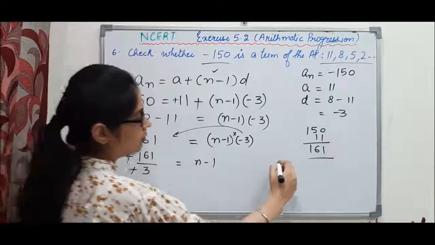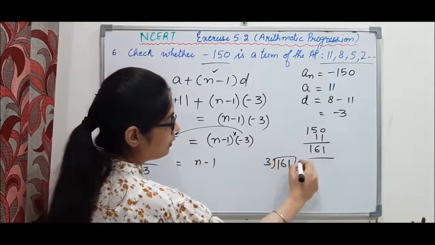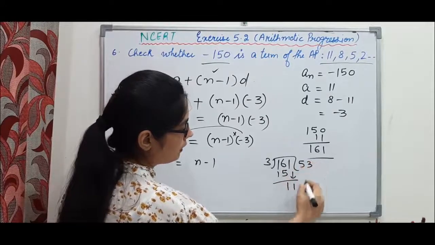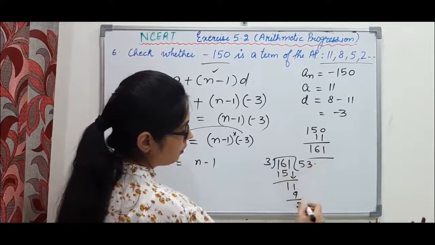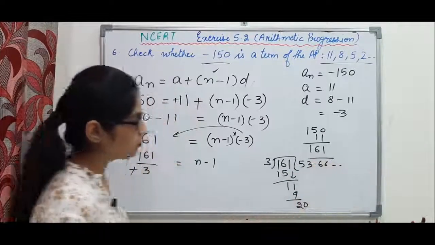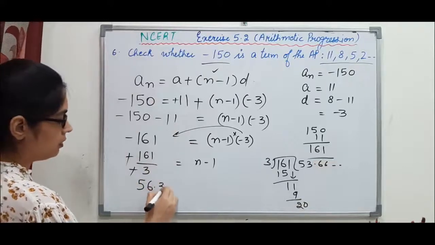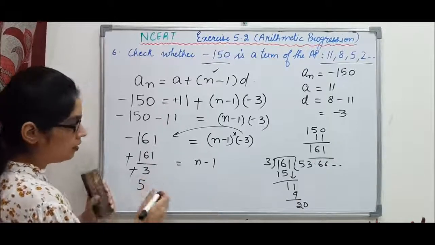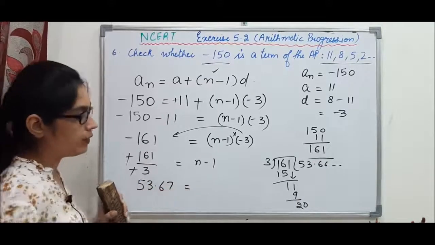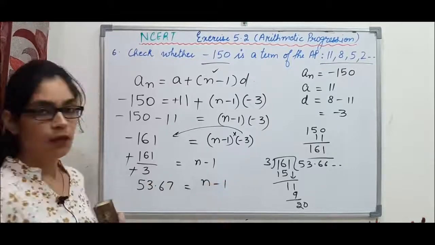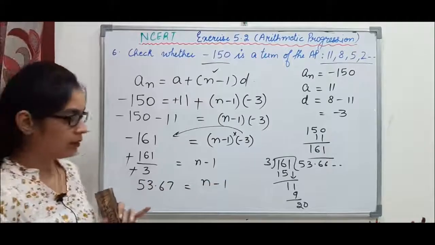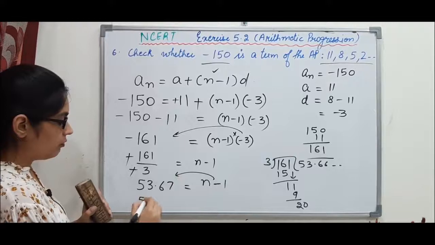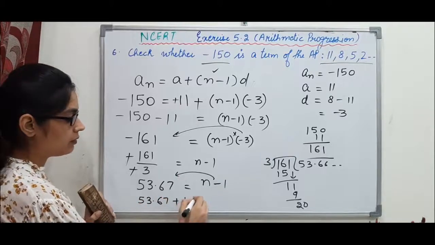So let's see, 161 divided by 3. 3 into 5 is 15, 16 minus 15 is 1, 11, 3 into 3 is 9, 2, 20, so 666, so 53.66 something. So 53.66, I can just write 53.67, rounding off, is equal to n minus 1. From here itself it's clear I am getting a decimal expression. This minus 1 will shift to this side. Now it will change to plus 1. 53.67 plus 1 is equal to n.